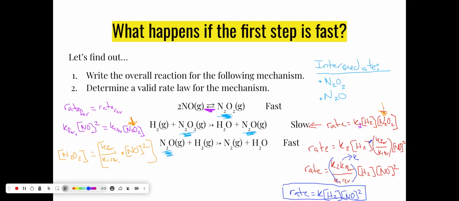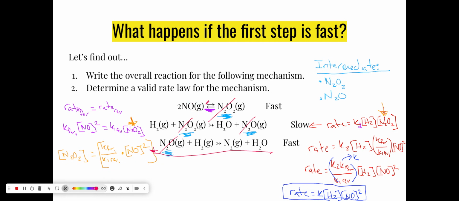And again, the reason why we had to do this was because the mechanism had N2O2 originally written, because the second step was slow. We can't have intermediates expressed in a rate law. We need to finish the problem now, and to finish the problem, we have to add these up. So let's add them. Remember, reaction intermediates are not represented in the rate law, so I'll cancel those out.